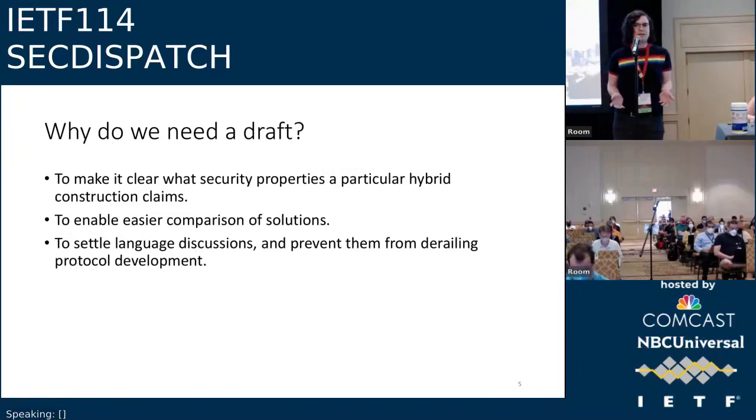Why we need this is, I suppose, basically what I discussed two slides ago. It's to make it clear what security properties a particular hybrid construction claims, and then to be able to assess if it's achieving those security properties. It's to enable easier comparisons of solutions, both within working groups and across working groups, because it would be really useful to pool our knowledge and to transfer solutions that work from one setting to another where that's appropriate.